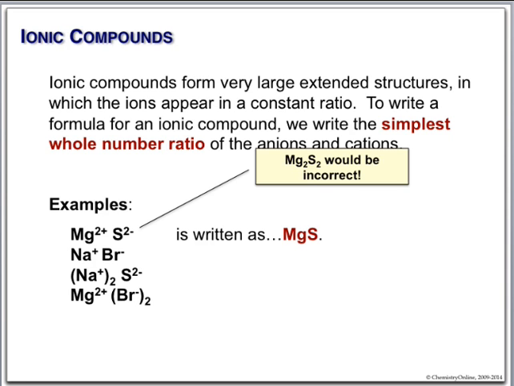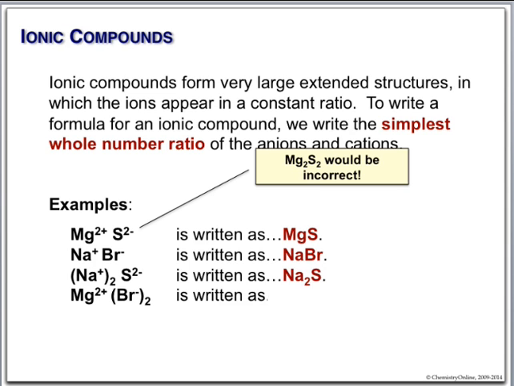Sodium bromide, 1 sodium, 1 bromine. Here we have 2 sodiums and 1 sulfur. And again, we use a subscript here to indicate there are 2 sodiums, 1 sulfur in this compound. 1 magnesium, 2 bromines, and it's simply written like that. Any questions?